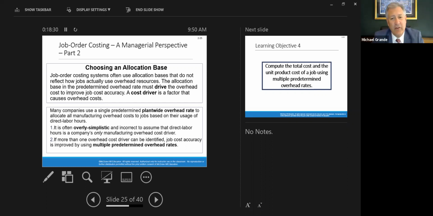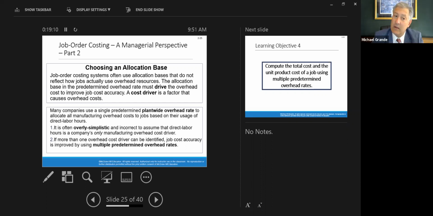If more than one overhead cost driver can be identified, job cost accuracy is improved by using multiple predetermined overhead rates. So what is that saying? What that's really saying is that companies initially used one single predetermined overhead rate, direct labor hours, because that's what they kept track of. They kept track of direct labor hours because that's how they paid their employees. They had timesheets where people punched in, and they kept track of direct labor hours. So that information was available. So that's how they kept track of it, and they used that as an activity base.